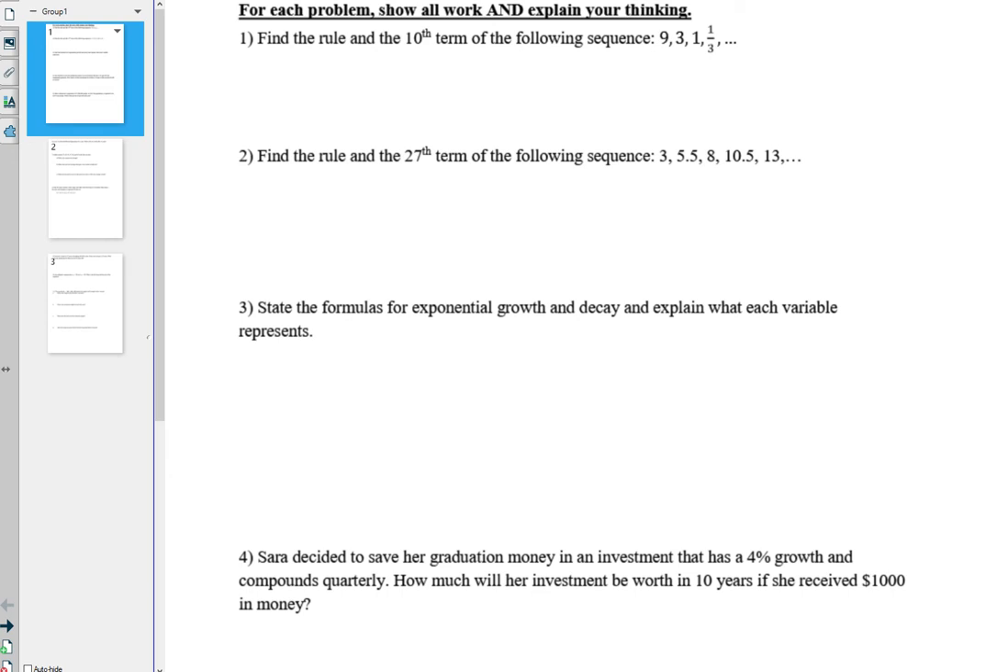All right, find the rule and the 10th term of the following sequence. So the first thing we should do here is identify the type of sequence. What type of sequence is this? It is geometric. How can I tell that this is geometric? There is a common ratio. The common ratio here, it looks like the numbers are being divided by 3, but dividing by 3 is the same as multiplying by 1/3.